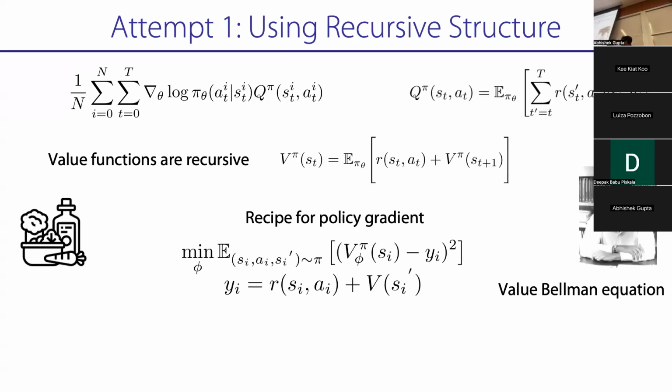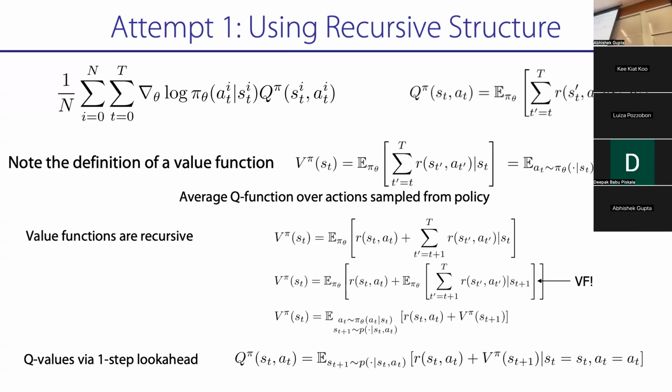And so given any state, action, next state tuples, you're going to try and regress between the value function and the target. The target is going to be the reward plus the next value function. And this is going to try and make your value function obey that recursive structure. Yes.